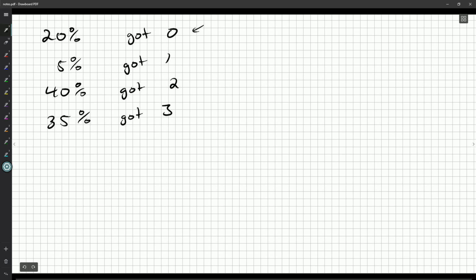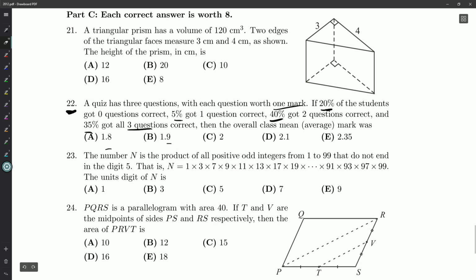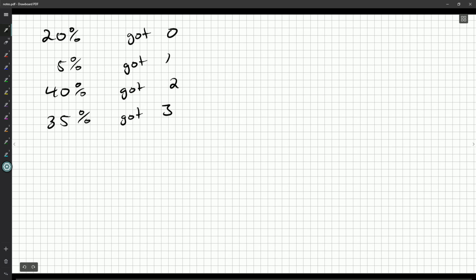There's 20% of the students got 0, and that really drags the mark down. But more students got a 3, which brings the marks back up. And if you look at the potential answers, you'll see a lot of them are around 2. The biggest is 2.35. I think it might be something like 1.8 or 1.9. I think the 0 has a lot of pull here. But it gives me a rough mental idea.